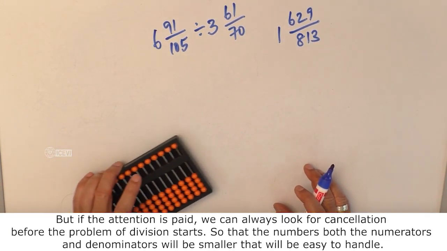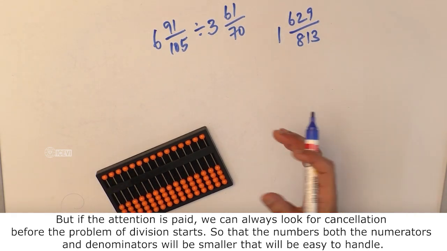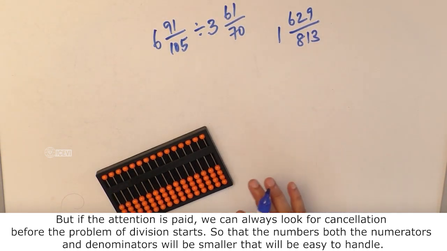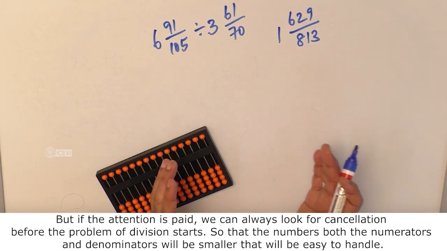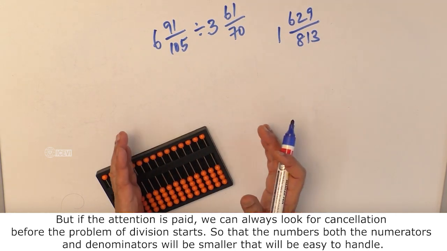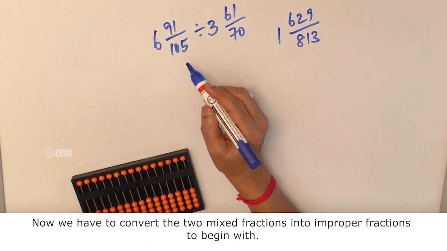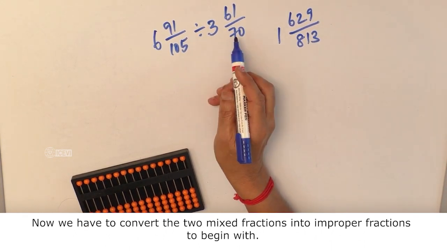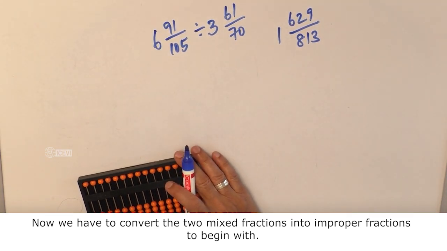But if attention is paid, we can always look for cancellation before the division starts, so that the numbers, both the numerators and the denominators, will be smaller. That will be easy to handle. Now we have to convert the two mixed fractions into improper fractions to begin with.